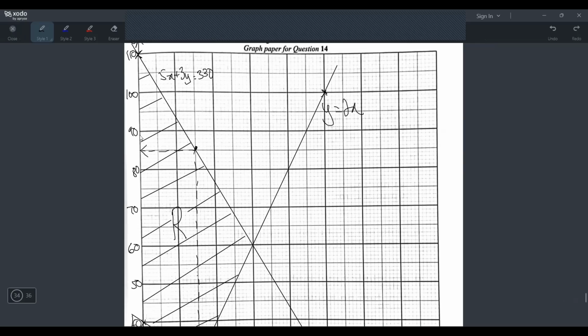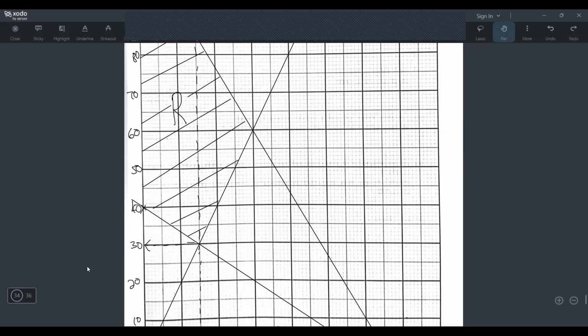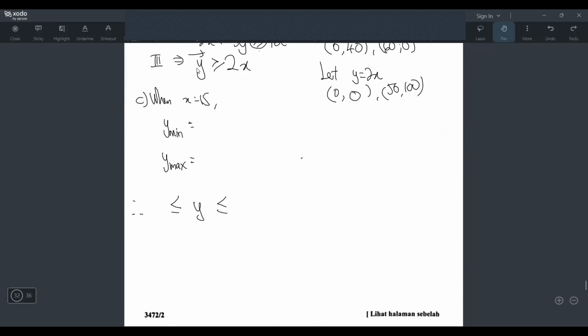So 85 lah. So 85 is your maximum. 30 is your minimum. So this is your answer. Minimum 30, maximum 85. But they ask for range. Range means you have to write in this format and then write Y in between 30, 85. Always write the small number in front. Okay? So this is your answer. Hope you understand.